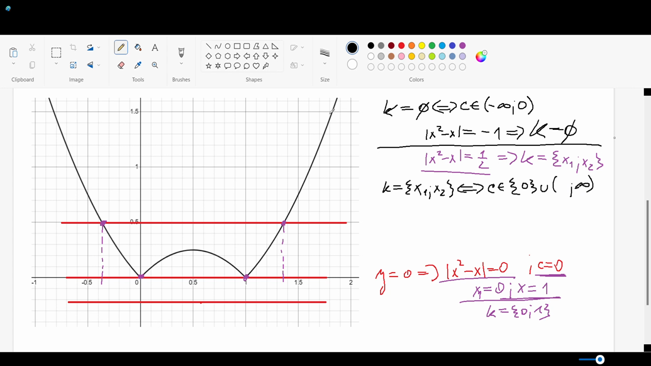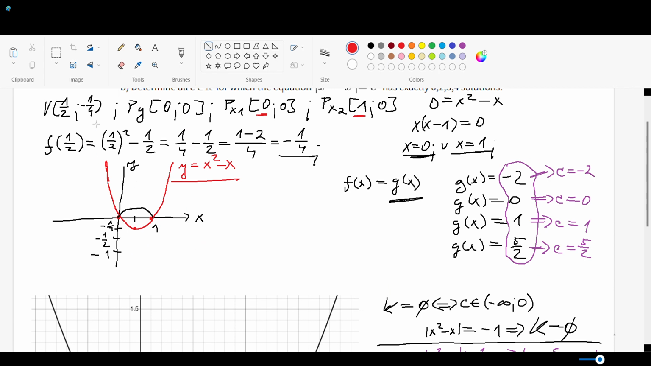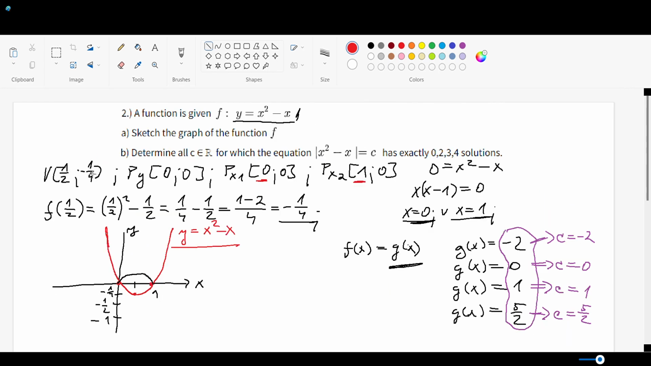And I'm pretty sure, and I hope you can see that this starts when the line is slightly above the vertex here. So basically we should read what are the coordinates of the vertex here, and we know that this is 1/4 from the previous graph, as you can see, because our vertex here without the absolute value has coordinates 1/2 and -1/4, so it was flipped over the x-axis.